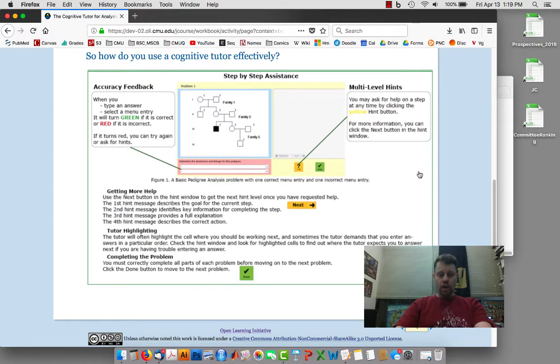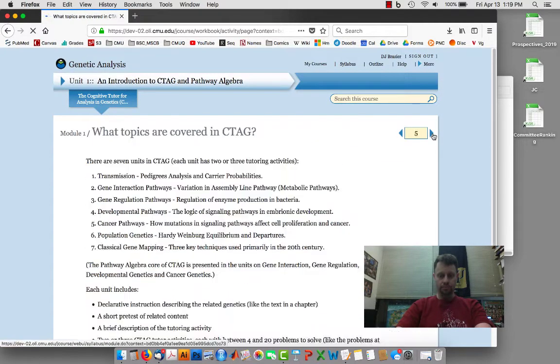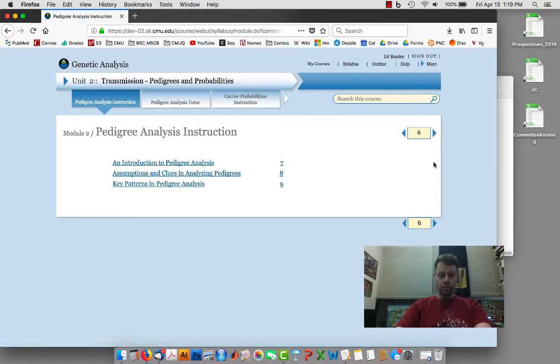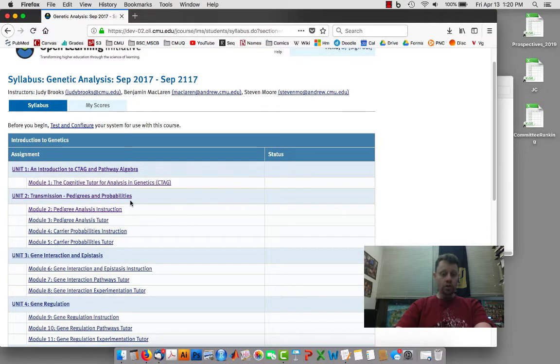There is a screenshot here that demonstrates some of the key features of the tutor, which I'll also work through when I show you some of the problems. After you complete and have read the first module, the first unit that provides an overview, then you will come to the second unit. We can go back to the overall course here at any time by clicking Syllabus. Unit 2 is pedigrees and transmission, that is how information and how genes transmit down through generations.